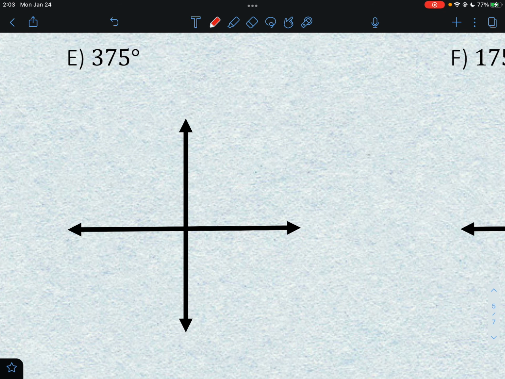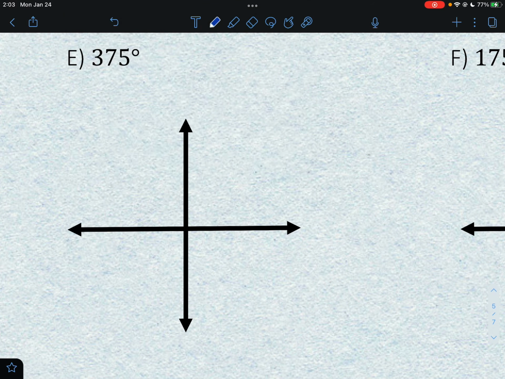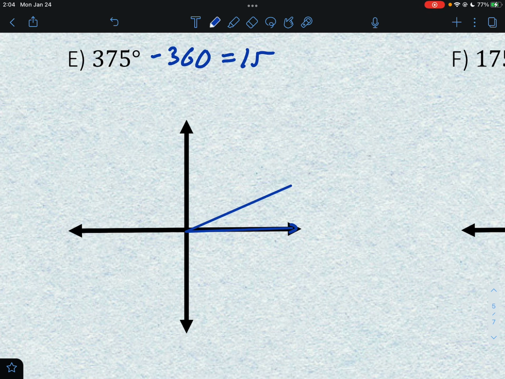375. Now you might recognize this number is bigger than 360. So if we subtract 360 here, we get 15. So it's one full revolution and then also 15 more degrees. So our angle should look like this. And our reference angle closest to the x-axis would be right here. And that also happens to be 15 degrees.